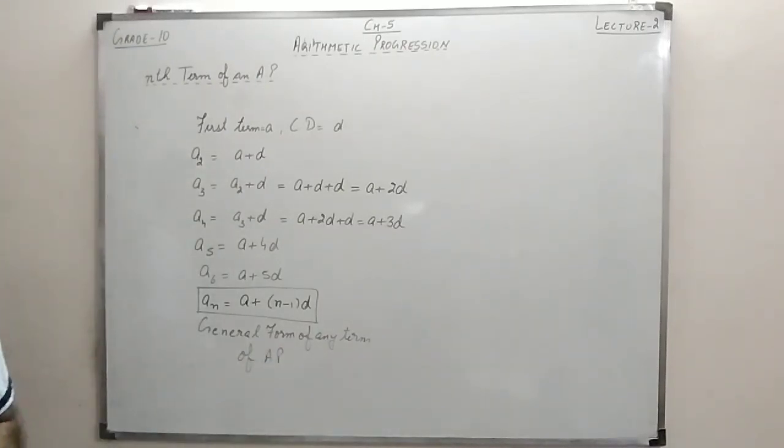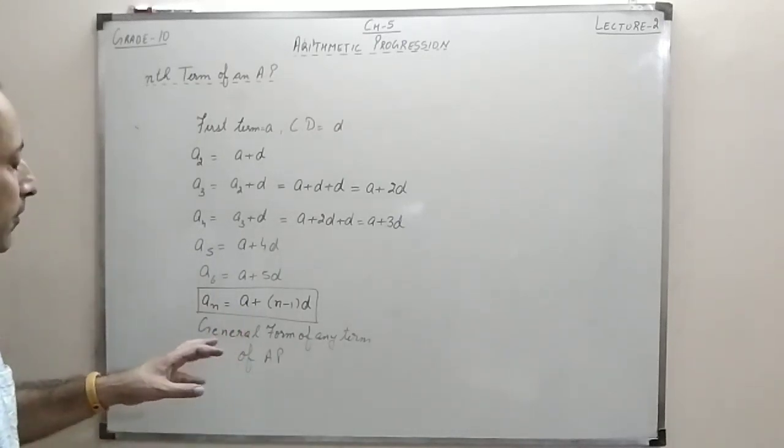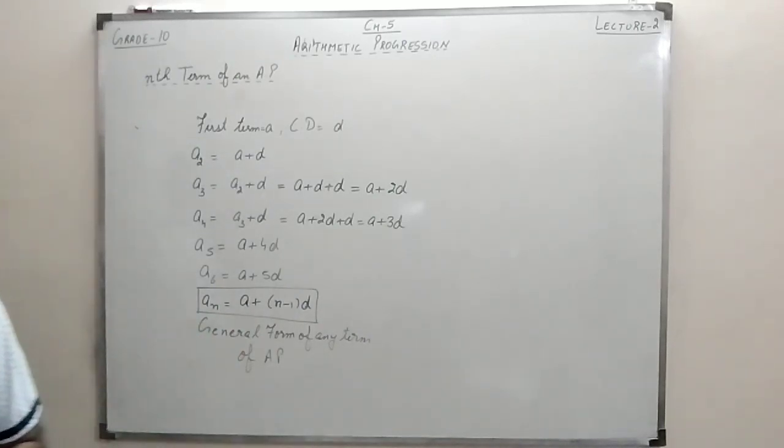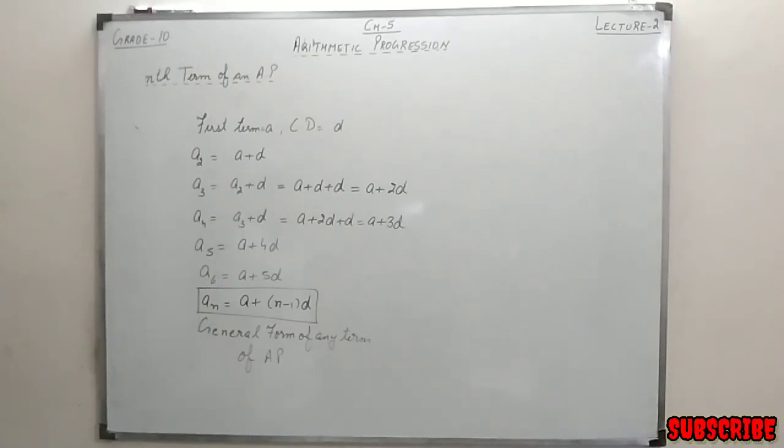Now, if you see carefully, there are 4 unknown things here: an, A, n, and D. Right? So if we know 3 things, we can find the 4th thing. But most importantly, we should know the first term and the common difference. Now we will do some questions from exercise 5.2 related to this topic, that is the nth term of an AP.